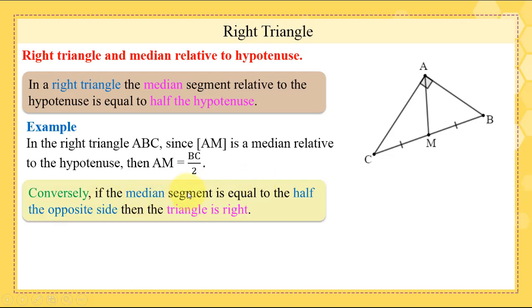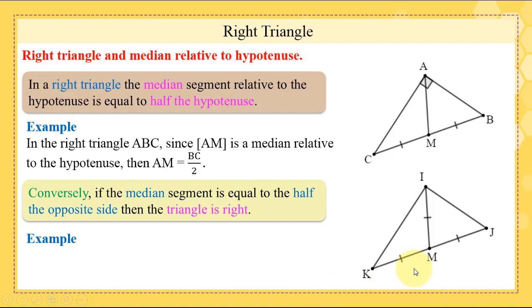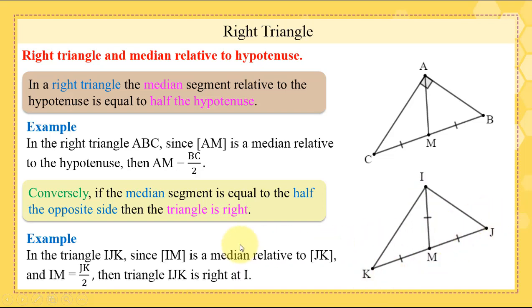Conversely, if the median segment is equal to half the opposite side, then the triangle is right. Example, triangle IKJ, given IM is median relative to KJ, and also given that IM is equal to KM equal to MJ, this means IM is equal to KJ over 2. So triangle KIJ will be right at I.